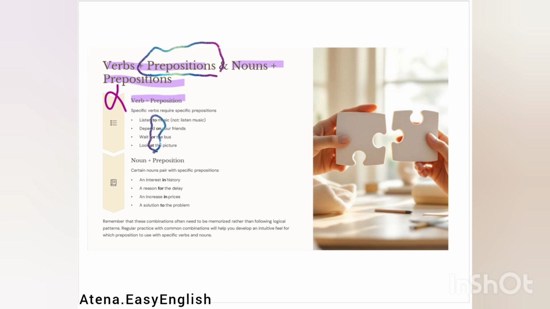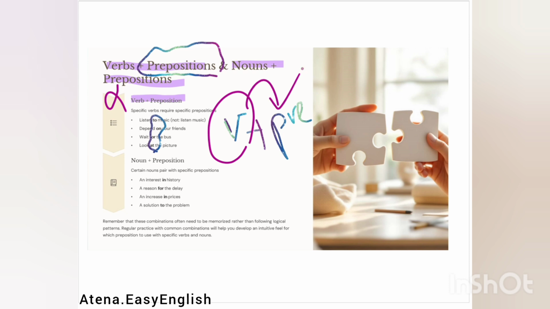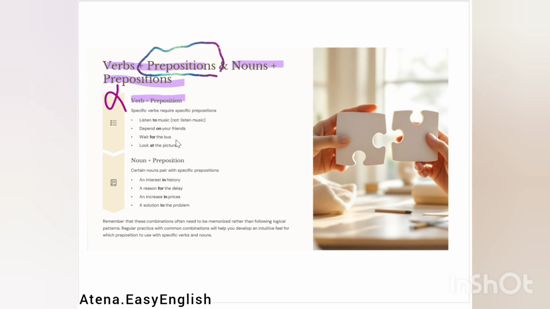If you like, you can watch my other video about collocations and how we form them. So here we have verb plus preposition, and we should memorize each verb with its preposition. For example, interested in, listen to, depend on. And sometimes some verbs can have more than one preposition.